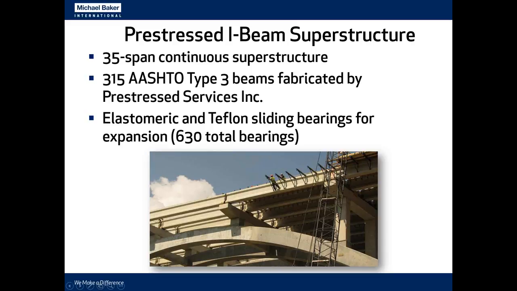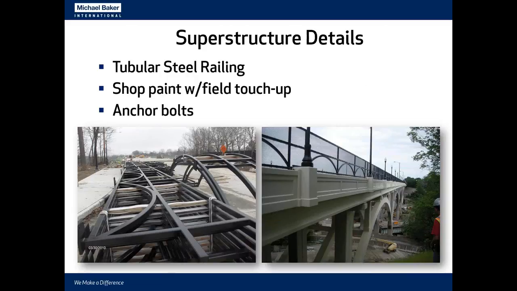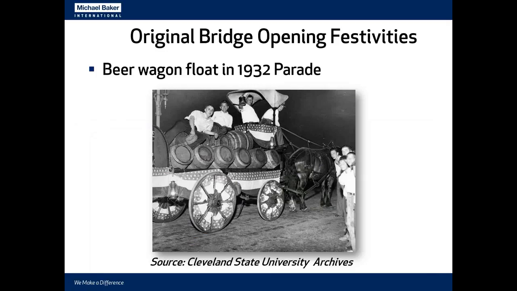The prestressed I-beam superstructure is a 35-span continuous superstructure consisting of AASHTO Type 3 beams fabricated by Prestressed Services, and all these beams sit on either elastomeric or Teflon sliding bearings as they get farther from the fixed point at the center of the bridge, giving 630 total bearings. And the superstructure had some nice unique details too, such as this tubular steel arch-themed railing, shop painted with field touch-up, and so that's a real short version of construction.